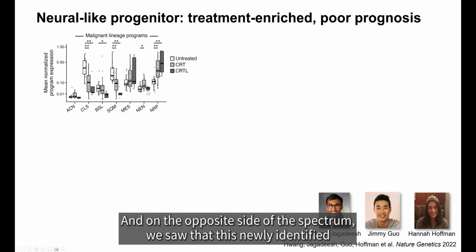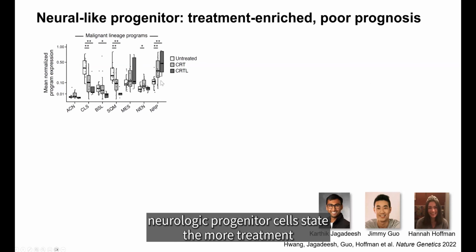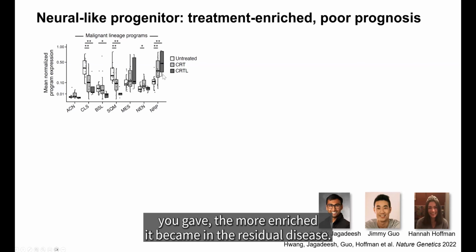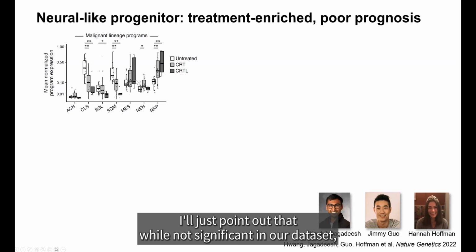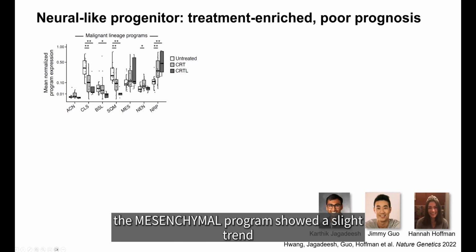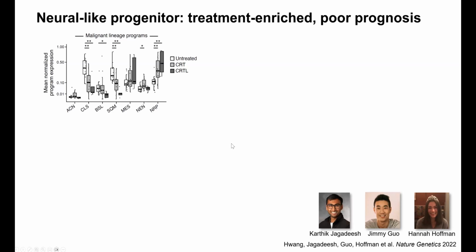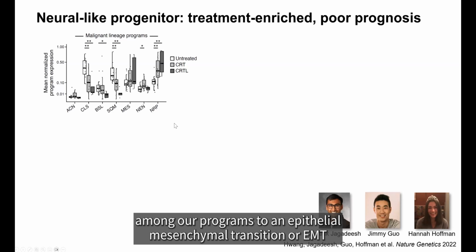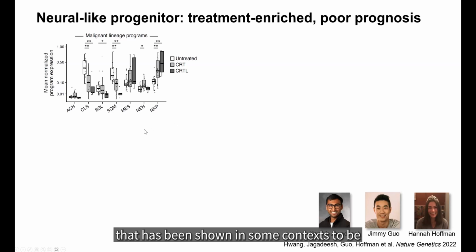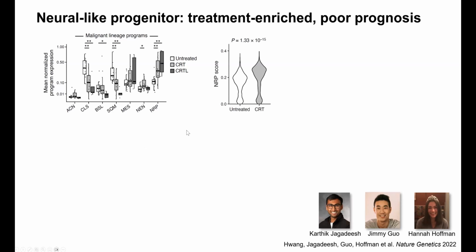And on the opposite side of the spectrum, we saw that this newly identified neuro-like progenitor cell state, the more treatment you gave, the more enriched it became in the residual disease. And I'll just point out that while not significant in our data set, the mesenchymal program showed a slight trend towards being enriched in the post-treatment specimens. This has been looked at in other contexts. This is the closest among our programs to an epithelial mesenchymal transition, or EMT. And that has been shown in some contexts to be enriched in treated tumor.